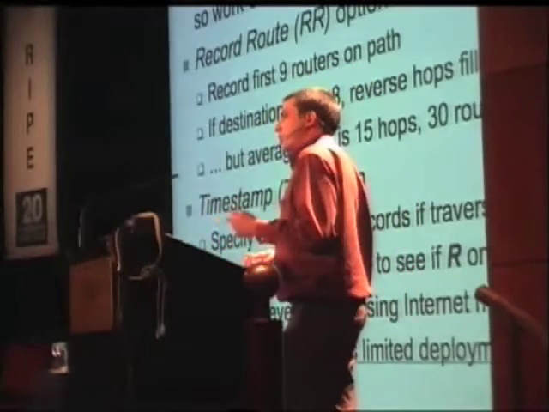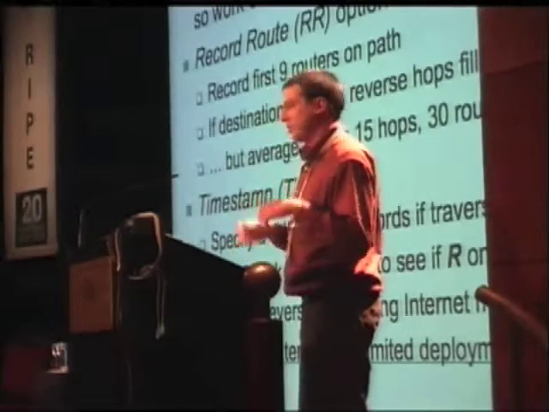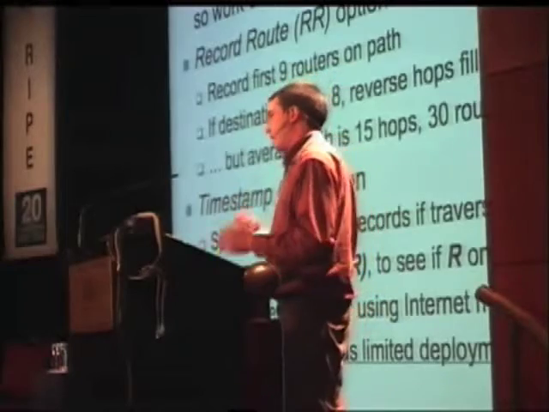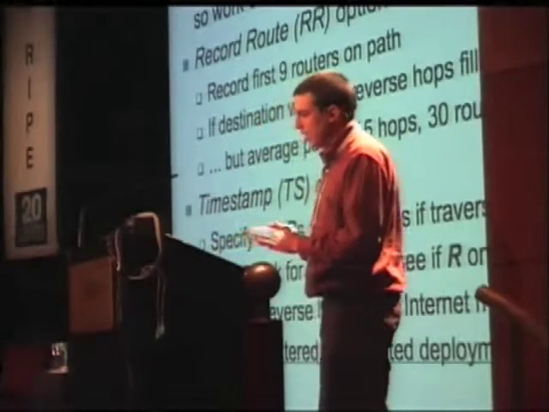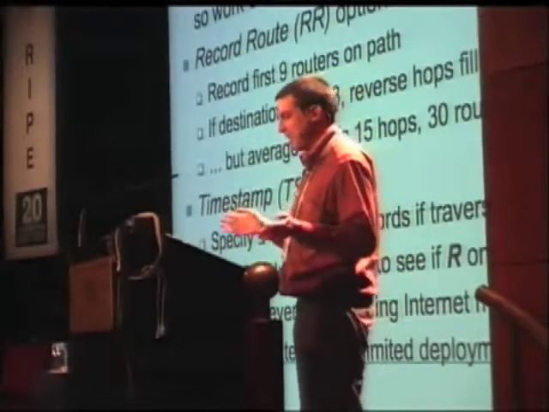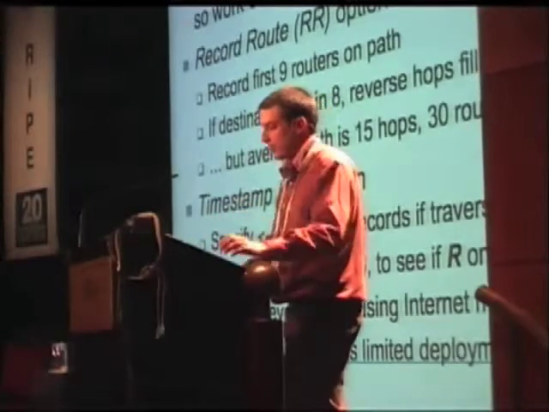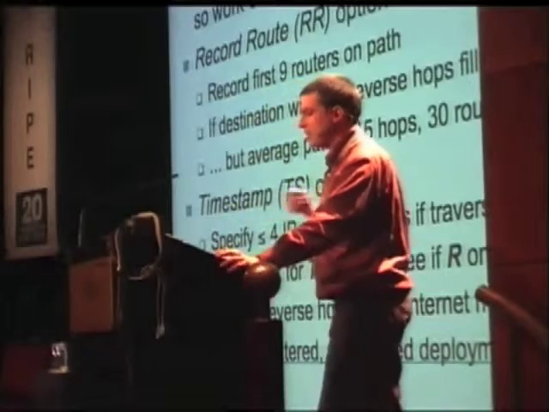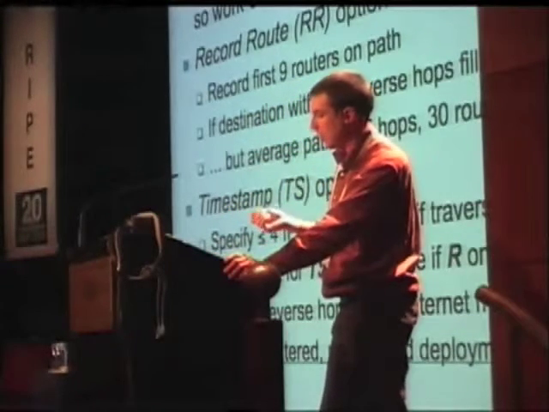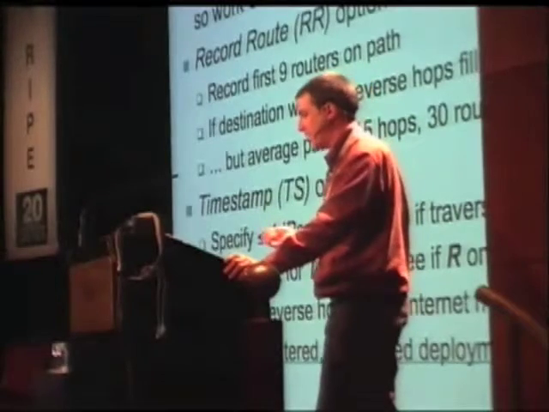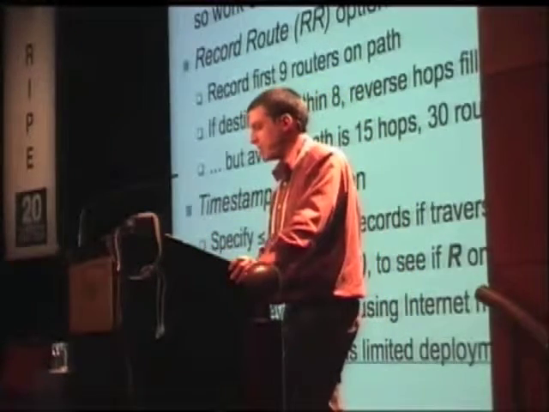What this lets us do is use existing internet maps to see what adjacent possibilities might be on the reverse path, and then we can use timestamp to check which one actually is. The problem here is that timestamp is filtered all over the place, and it's very limited deployment. So this ends up being great if we happen to be near enough to use record route, or if we're interested in a destination that supports timestamp. And in a few slides, I'll get into how often we see those supported.